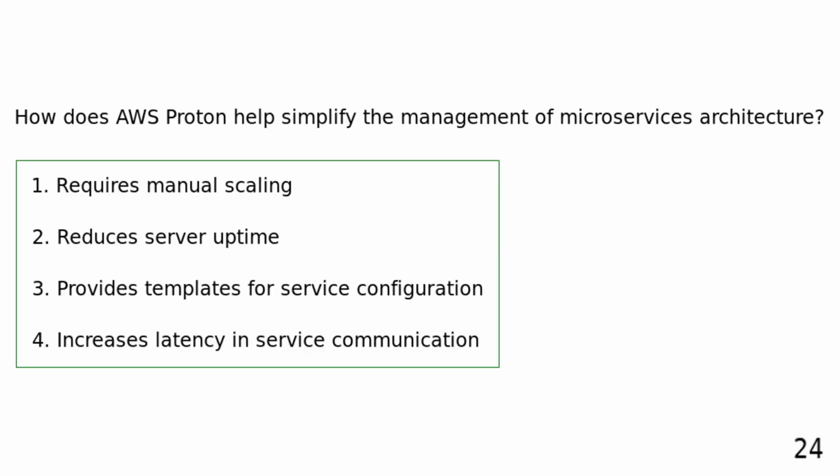How does AWS Proton help simplify the management of microservices architecture? Requires manual scaling. Reduces server uptime. Provides templates for service configuration. Increases latency in service communication.